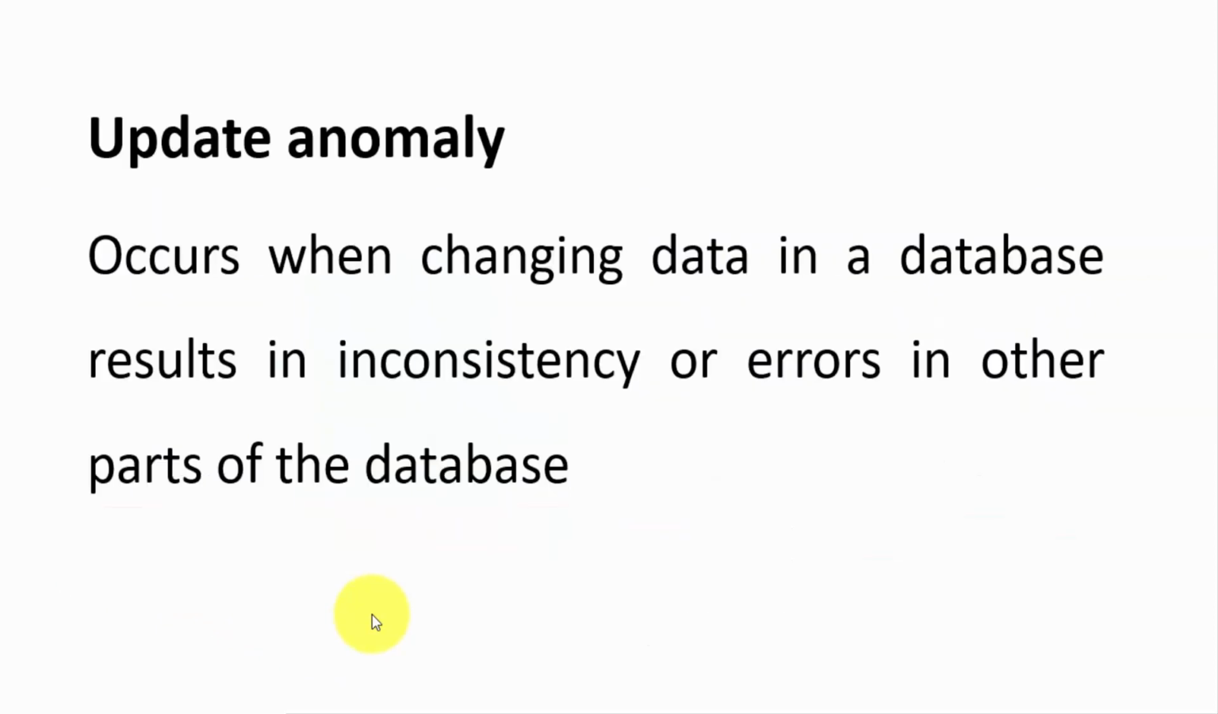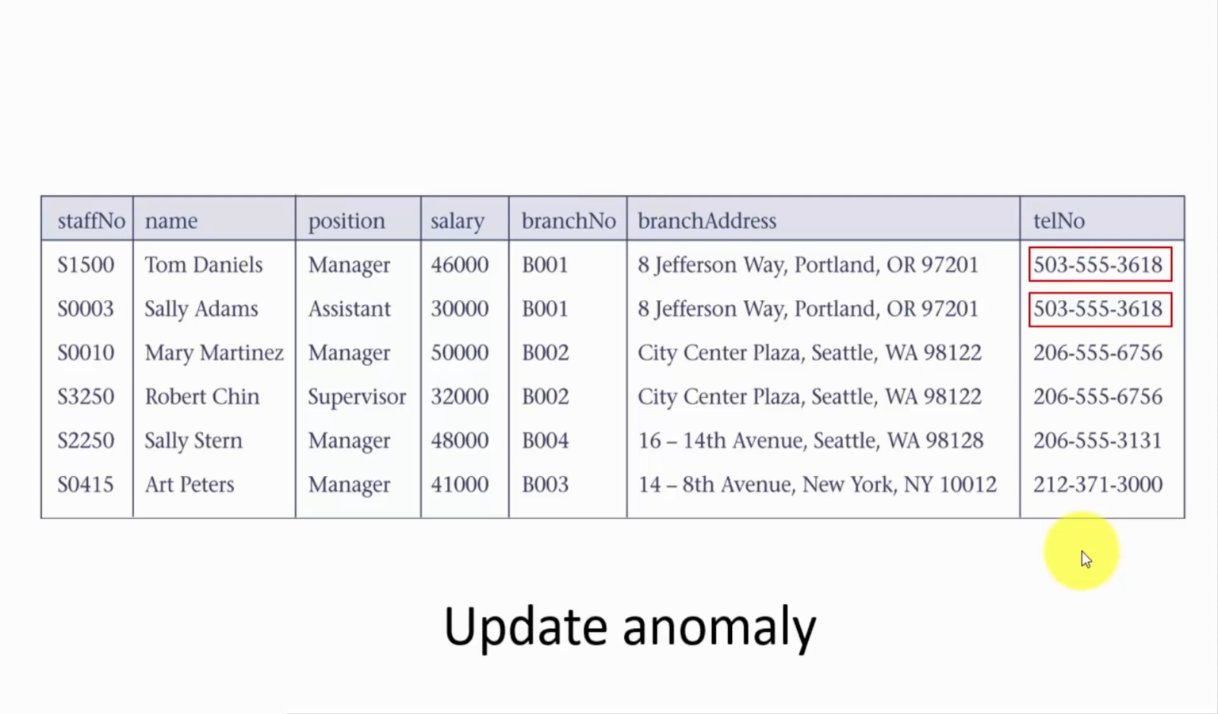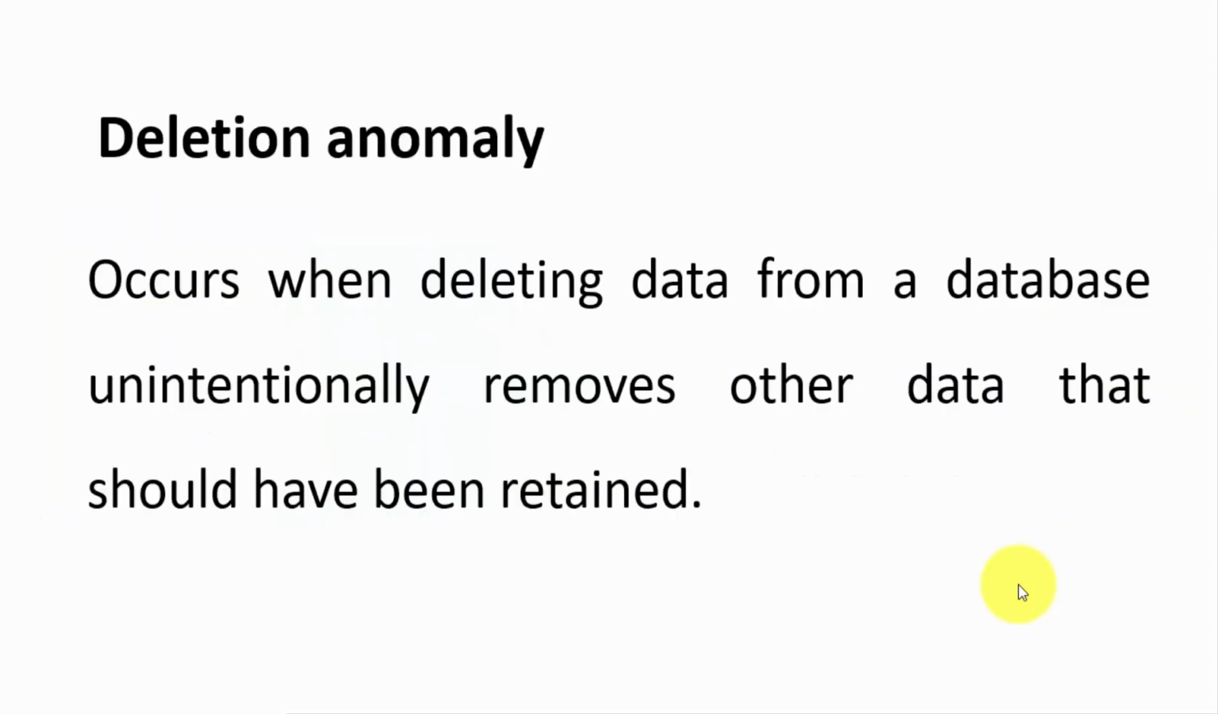Now, update anomaly occurs when modifying data in a database results in inconsistency or errors in other parts of the database. Using the same table, if we want to change the telephone number of branch B001, we must update the records of all staff located at that branch. And so, if we had 100 staff at branch B001, we must update them individually. And if care is not taken, there will be errors and inconsistency. That brings about update anomaly in the database.